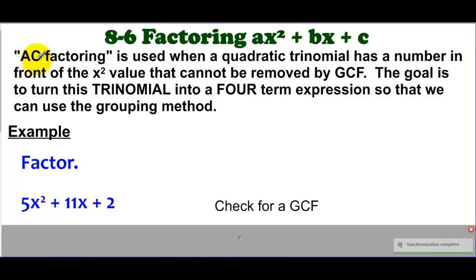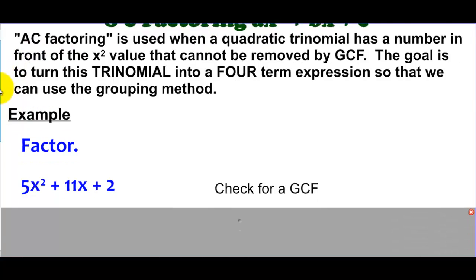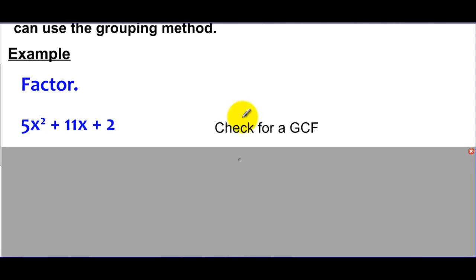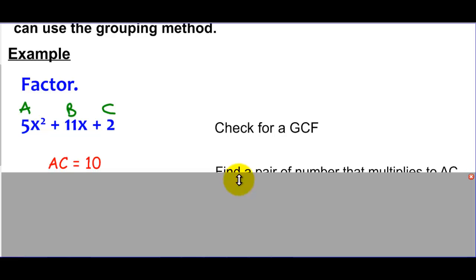And I call this the AC factoring method because how we know is after we check for the GCF, which I'm looking at this, I'm saying 5 and 11 and 2, well, they don't have anything in common. There's no x's in common, so there's nothing I could remove from this expression. After that, what I'm going to do is I'm going to again say this is a and b and c. I'm going to multiply together a and c. So in this case, 5 times 2, and that's going to give me a 10.